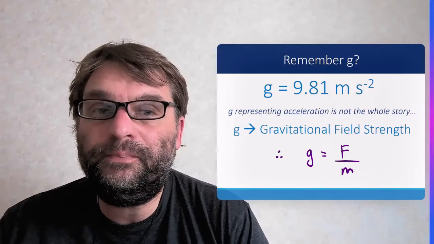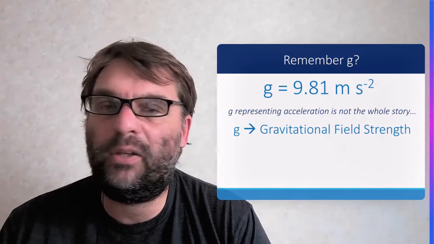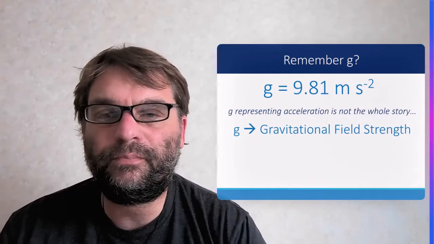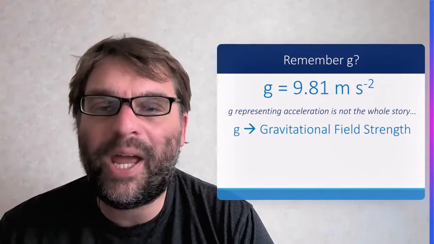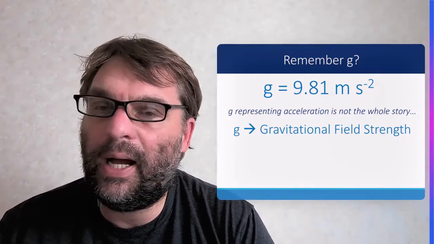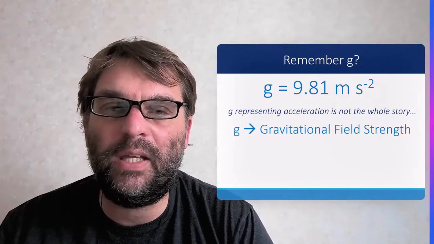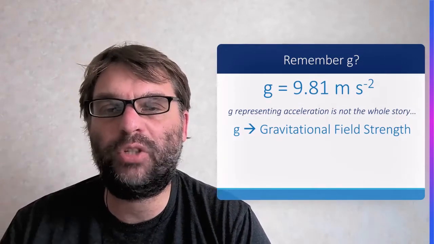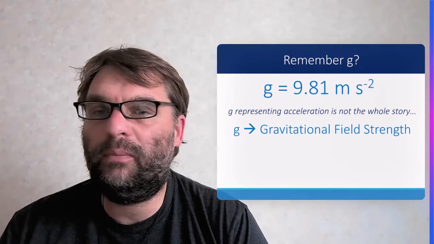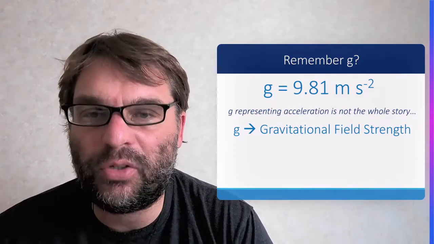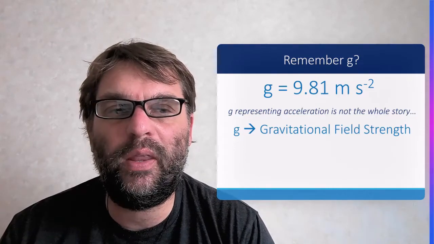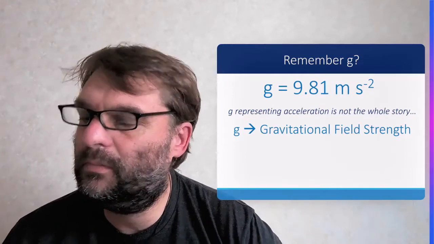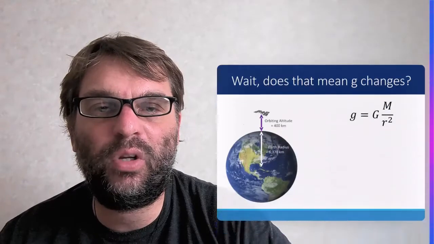But also the gravitational field strength will be the force being exerted in terms of gravity on a particular object divided by its mass. So it's directly dependent on the force being exerted but also inversely proportional to the mass. So what does this actually look like?